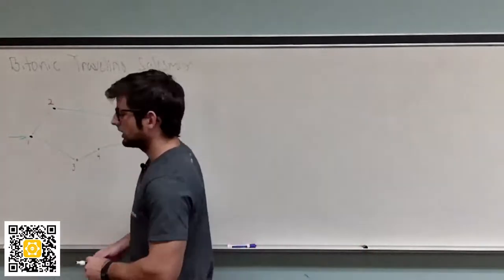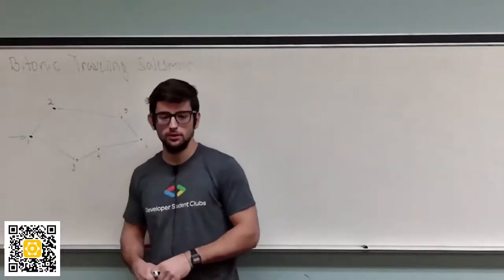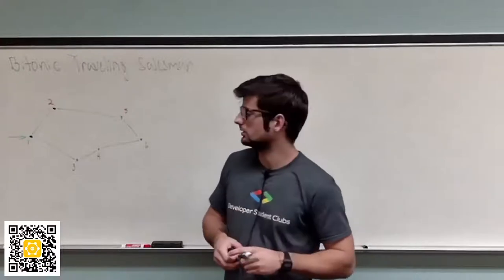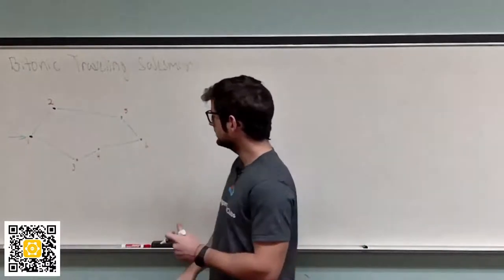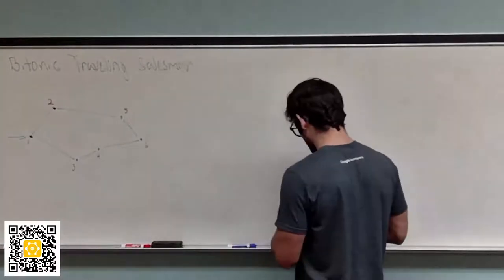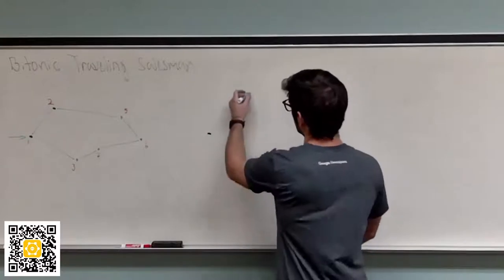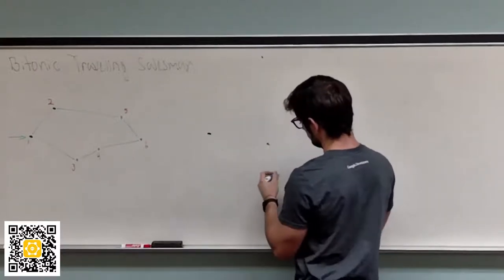You might be thinking, okay, well, we can probably do this in a greedy way. But like I said, we don't know what's the next node we want to look at. We don't know if from 1 we want to go to 2. Maybe we might have 1 here, then 2 all the way over here, but 3 here.